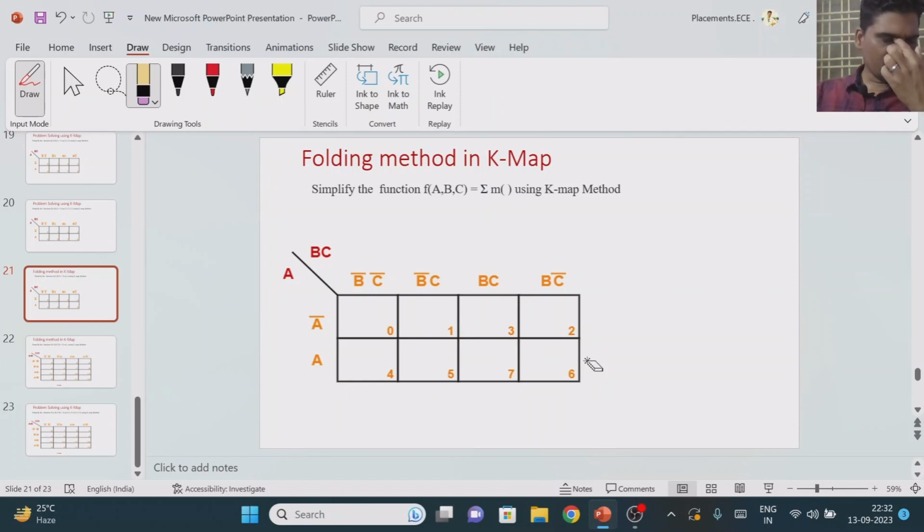In today's class we are going to study what the folding method is in K-map representation. We'll see what the meaning of folding method is, and in which situation, in which grouping, we will get the folding method operation.